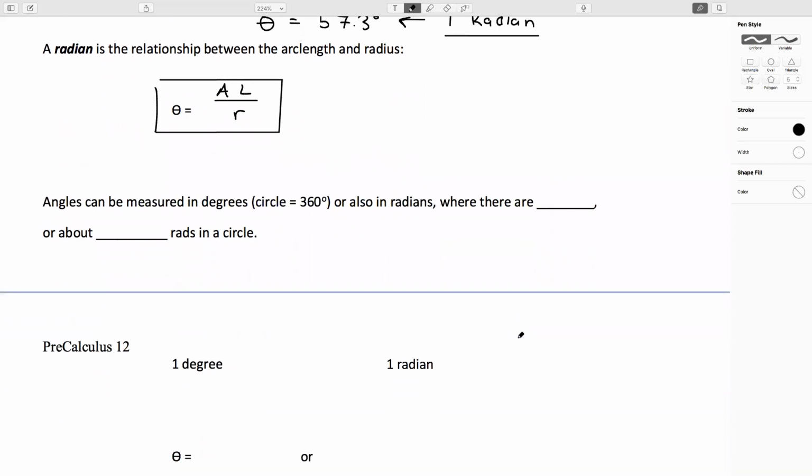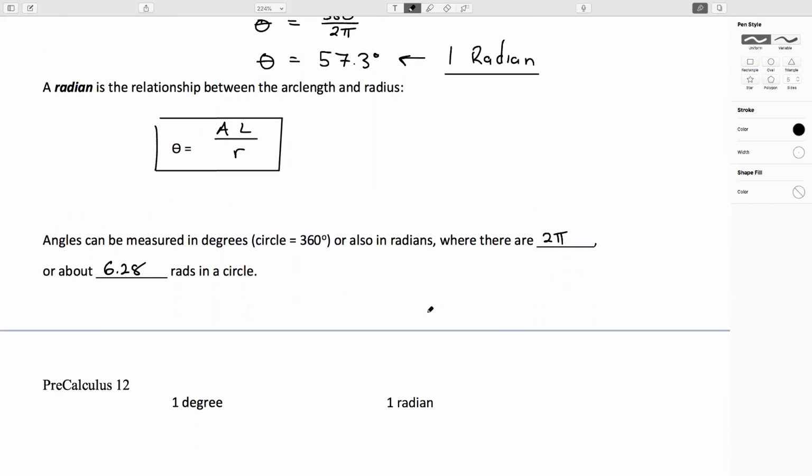Angles can be measured in degrees, 360 in a circle, or in radians. There are 2 pi, which is roughly 6.28 radians in a circle. This is significant because we've actually talked about what pi is. Pi is the number of radians in half a circle, or 180 degrees. 2 pi is the number of radians in a whole circle. So that's what pi is. That's why it's such a significant number.